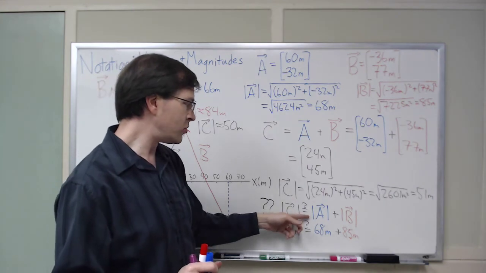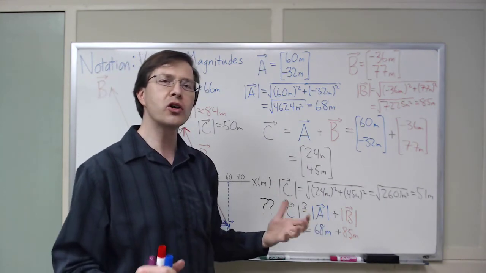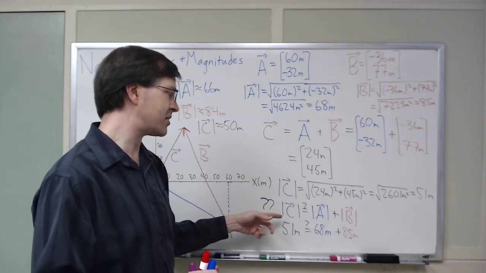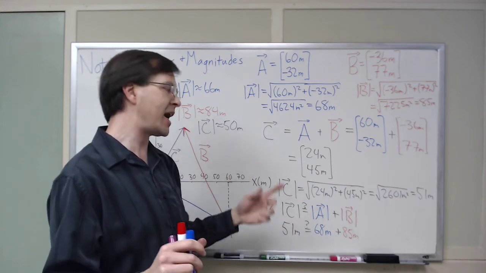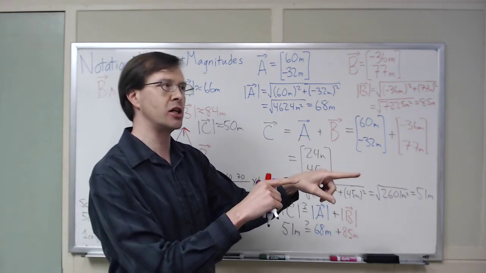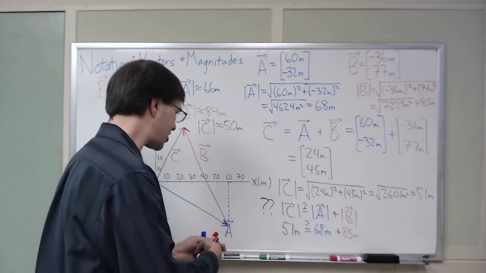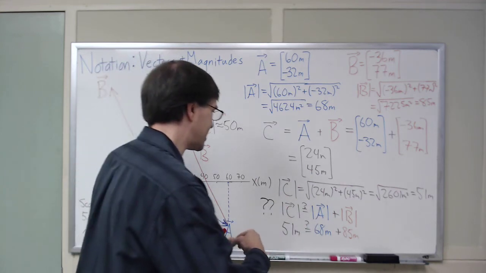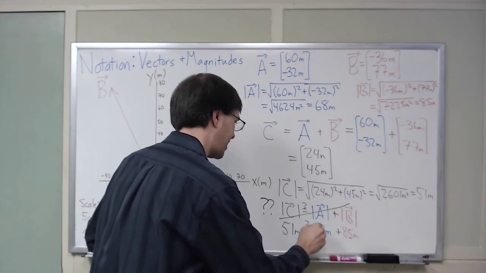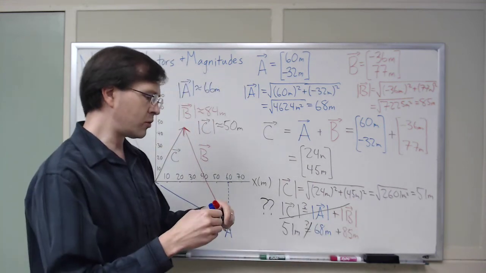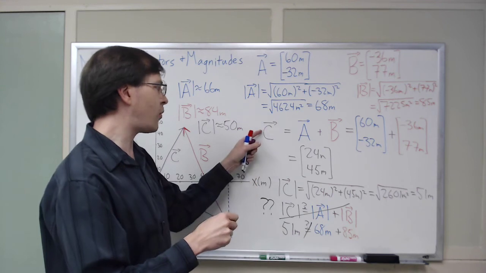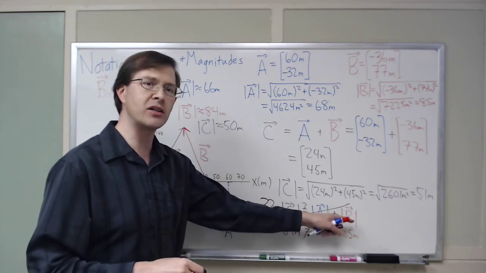The magnitudes are just lengths. And of course, we don't expect two lengths to add up to the total length unless by freak chance A and B point the exact same direction. That's the only time that this equation would be true. So this equation, as written here, is not true because that is not true. So never turn a vector equation into an equation with magnitudes.